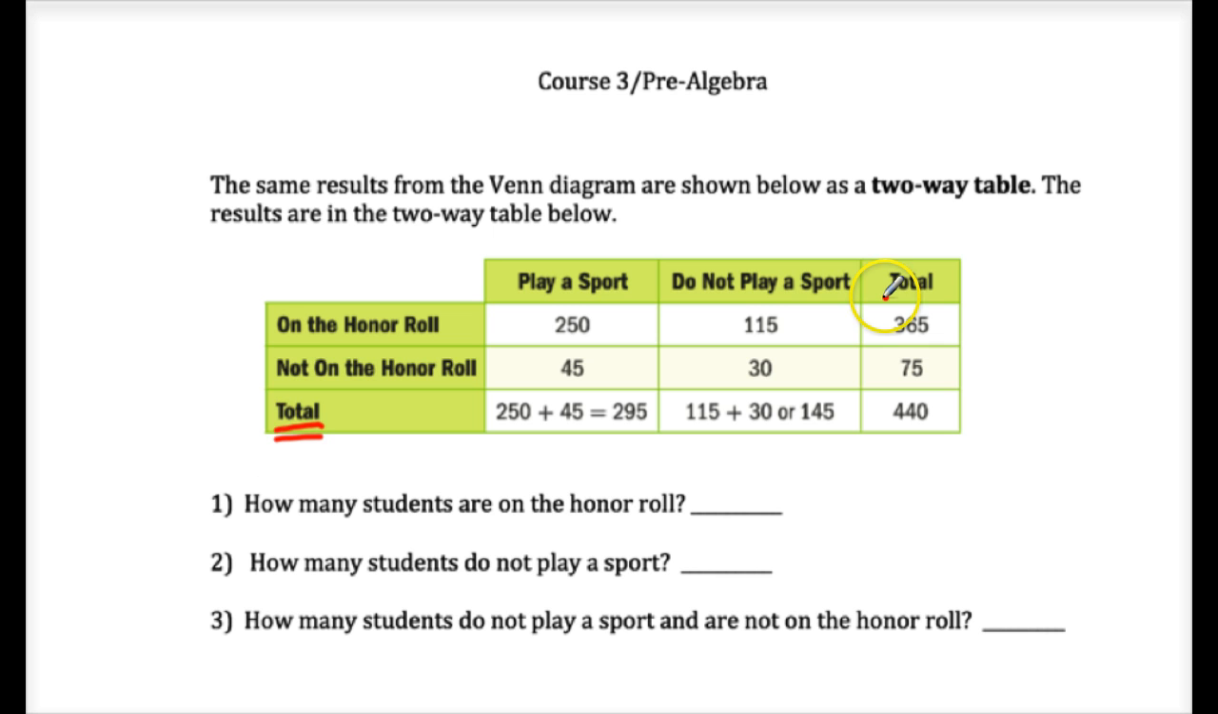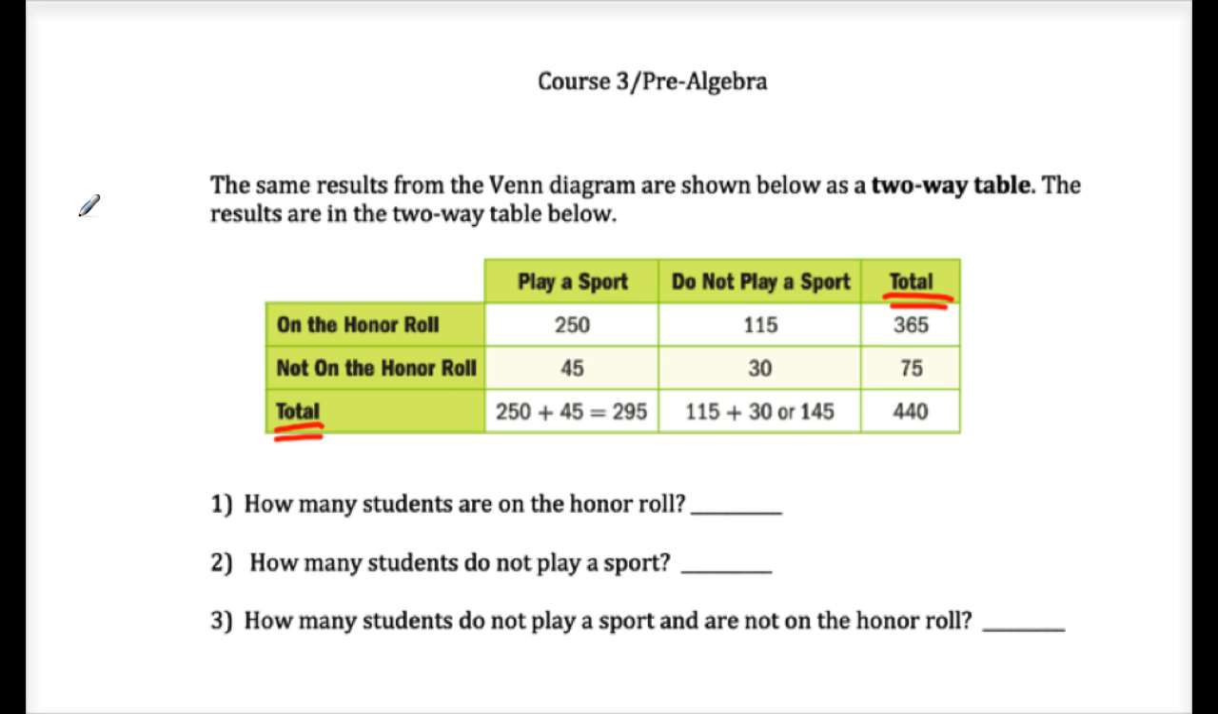Now, total and total. So now we got totals of rows and totals of columns. 250 plus 45 makes 295, which means there are 295 kids that play a sport, regardless whether they're on the honor roll or not. 145 kids do not play a sport. And then going this way, we got 365 kids on the honor roll. We got 75 kids not on the honor roll.